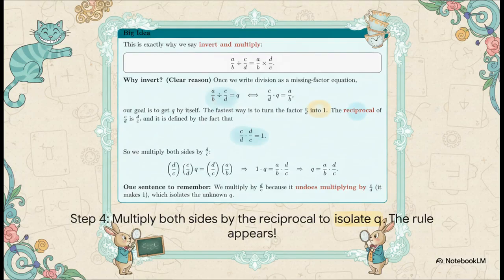And here we go, the final step, the big moment. To keep our equation fair and balanced, whatever we do to one side, we have to do to the other. So we multiply both sides by that reciprocal, d over c. On the left side, it turns into a 1, leaving our q totally alone. And on the right side, just look what happened. q equals a over b times d over c. We did it! We just derived the invert and multiply rule. It's not magic, it's just logic.